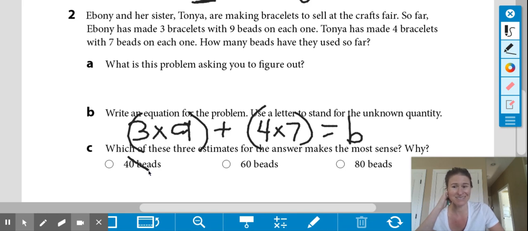Why? Because one sister has already used 30 beads. And I think the other sister used more than that. So it's got to be greater than 40. And 4 by 7, well, maybe I could do a 5 by 7, which is like 35. So 35, and it could be this one. What do you think? So sometimes we have to make those estimates about how many it could be and why. What do you think it could be? Why?